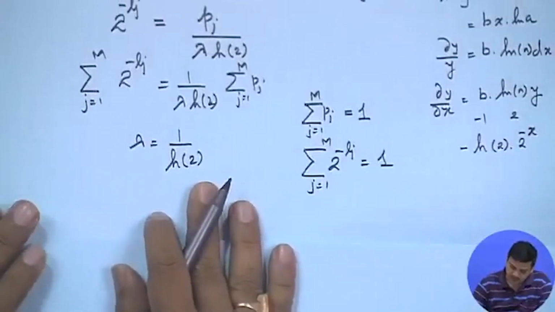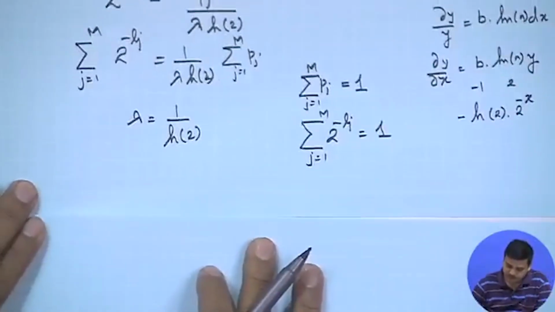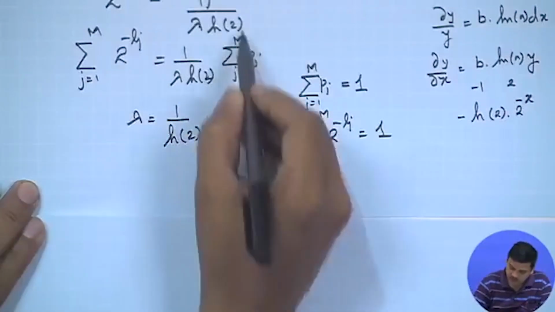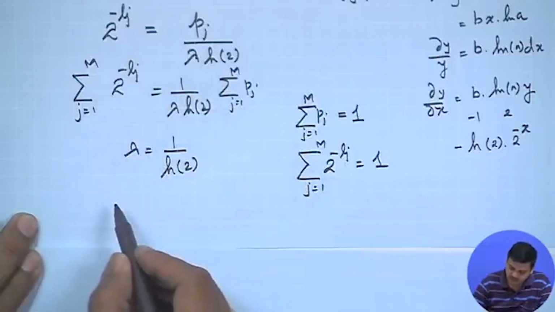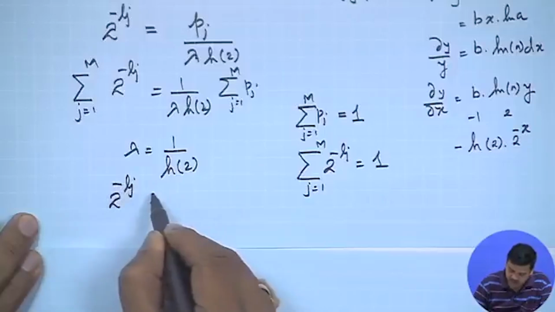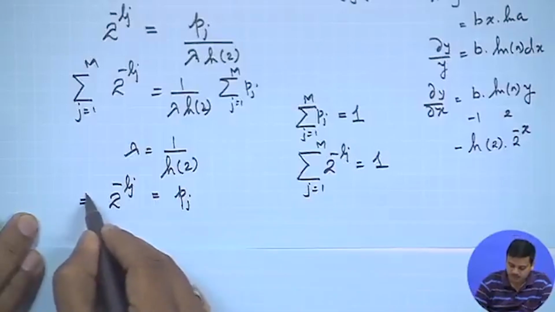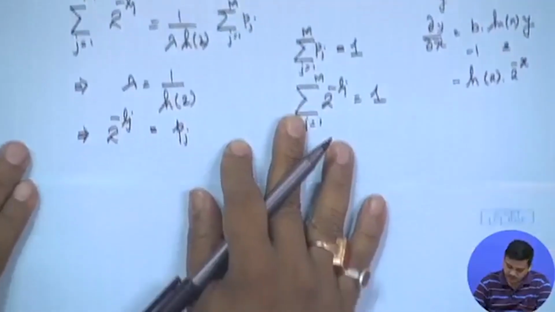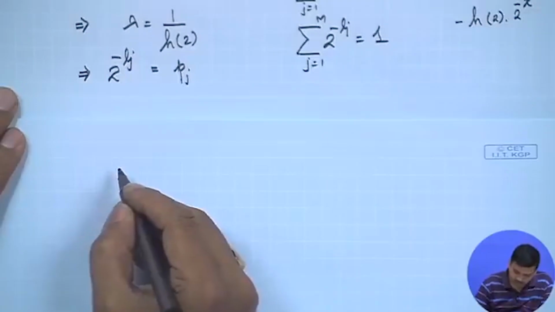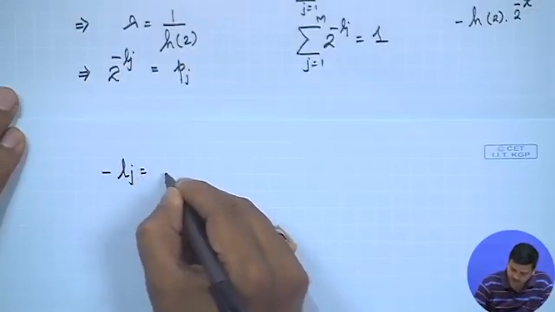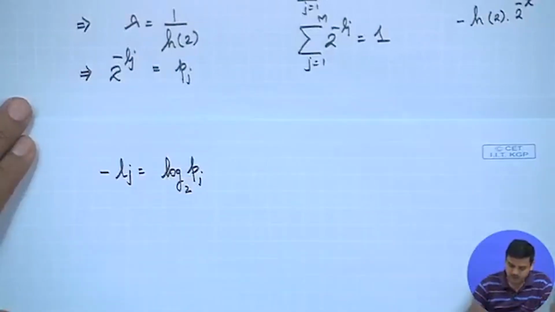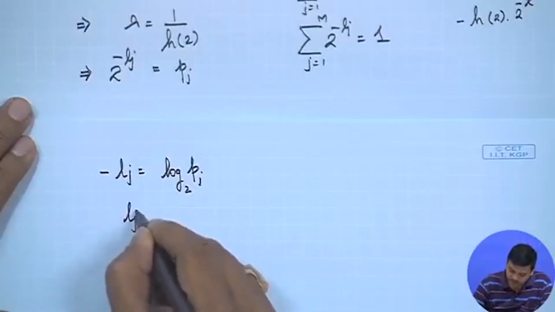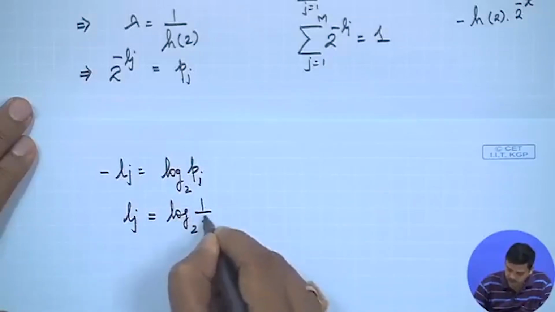Once we have this result, we can bring it back into this equation. So, lambda equals 1 upon ln 2, and when you replace it here, this cancels out. So, we can write that 2 to the power of minus L_j is equal to P_j. We can also state that minus L_j is equal to log base 2 of P_j. Whenever we write log in this situation, we will be using log base 2. Or you could also write L_j is equal to log base 2 of 1 upon P_j.